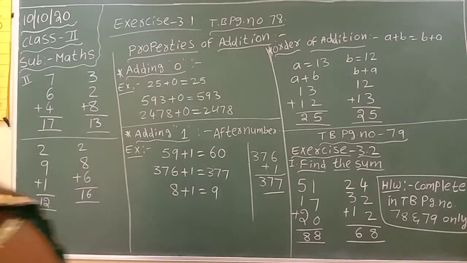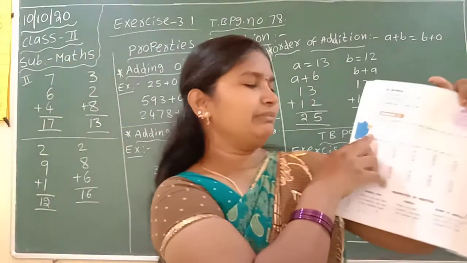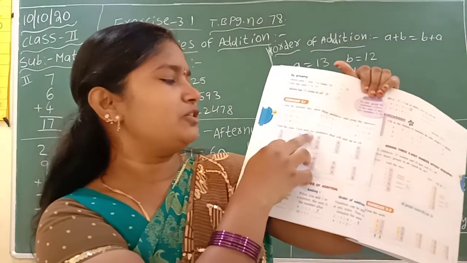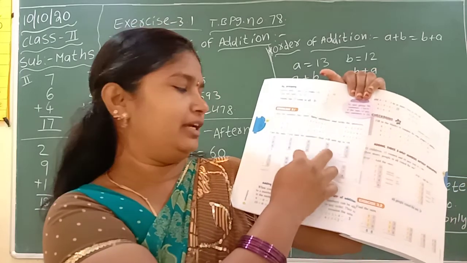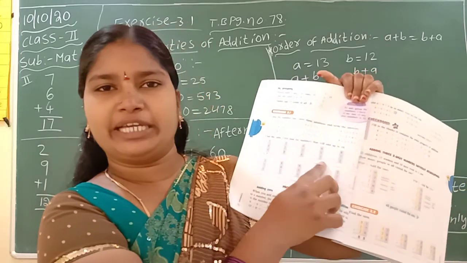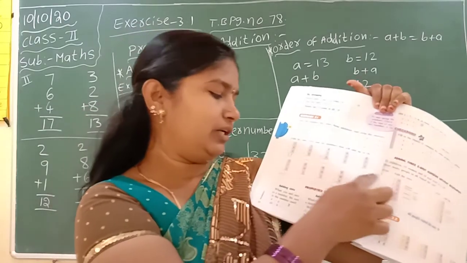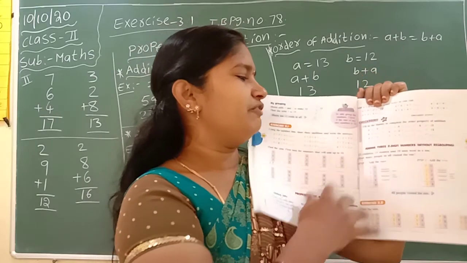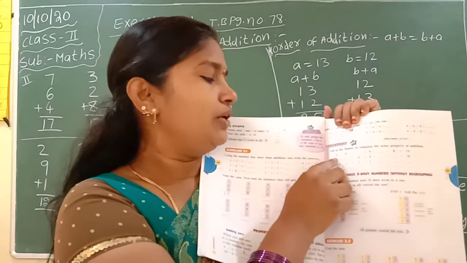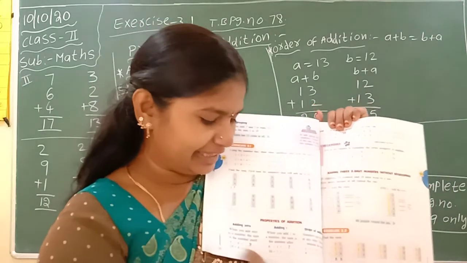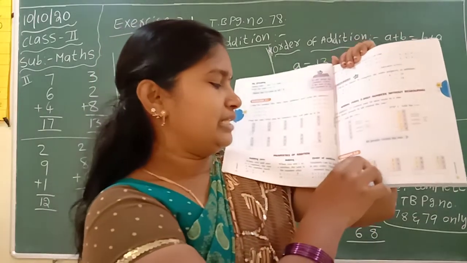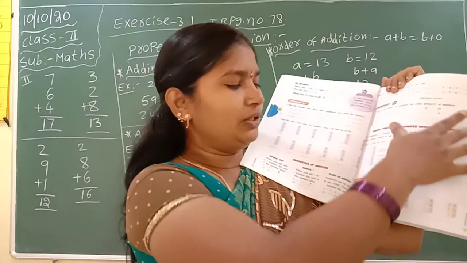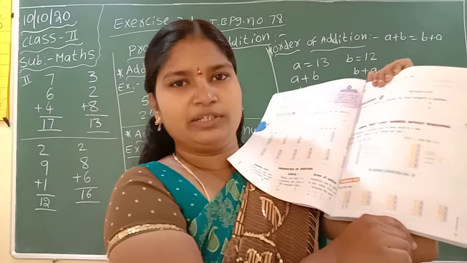Once I will show you in the textbook, see here. Page number 78, Exercise 3.1, this bit. Find the sum. First look for the numbers that will add up to 10. First add the 10 numbers, then you can start adding the other number and write down the answer. Properties of addition: read these. Using these properties of addition, here they have given fill in the blanks. You have to finish these blanks and these blanks also. And Exercise 3.2, find the sum. Only these questions. No need to open the next page. You have to finish up to here. This is your homework today.